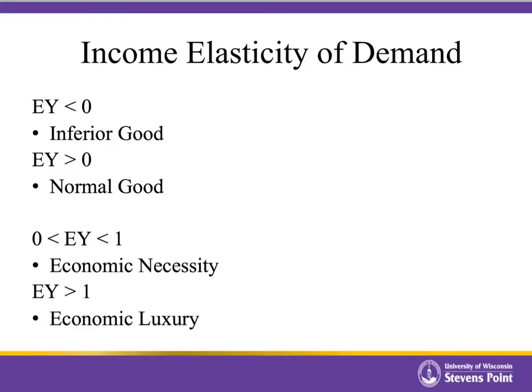For normal goods, we sometimes make a further distinction. Inferior goods are simply inferior. It doesn't matter how large or small the measurement is. If it's negative, it's an inferior good. But for normal goods, if the measurement is between 0 and 1, we sometimes interpret that as being an economic necessity. So our income elasticity measurement looks at percent change in quantity demanded divided by percent change in income.